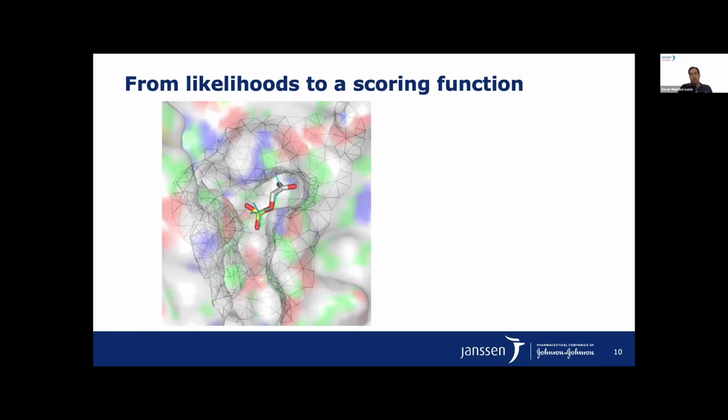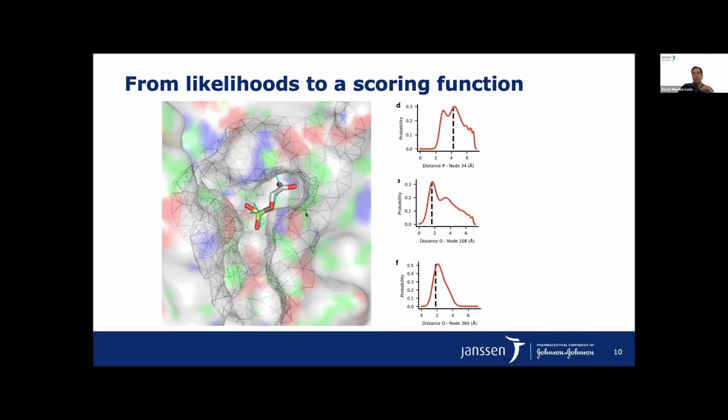So how can we jump from distributions or likelihoods to a scoring function? The way we do it is basically we take the 2D information of the ligand, the 3D information of the target, and put it in the model. The model will predict a lot of distributions for each pair of nodes. And then we can score a 3D conformation.